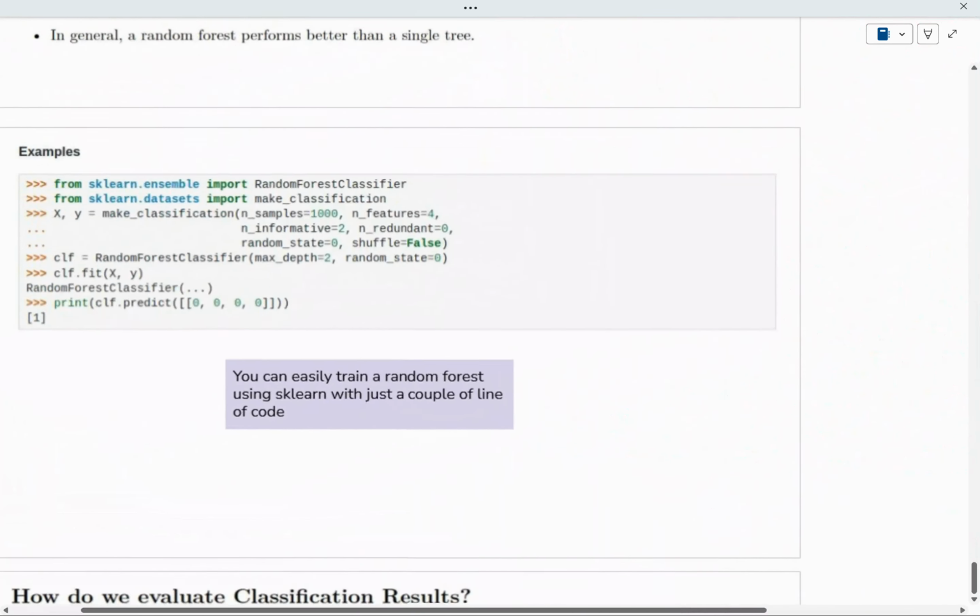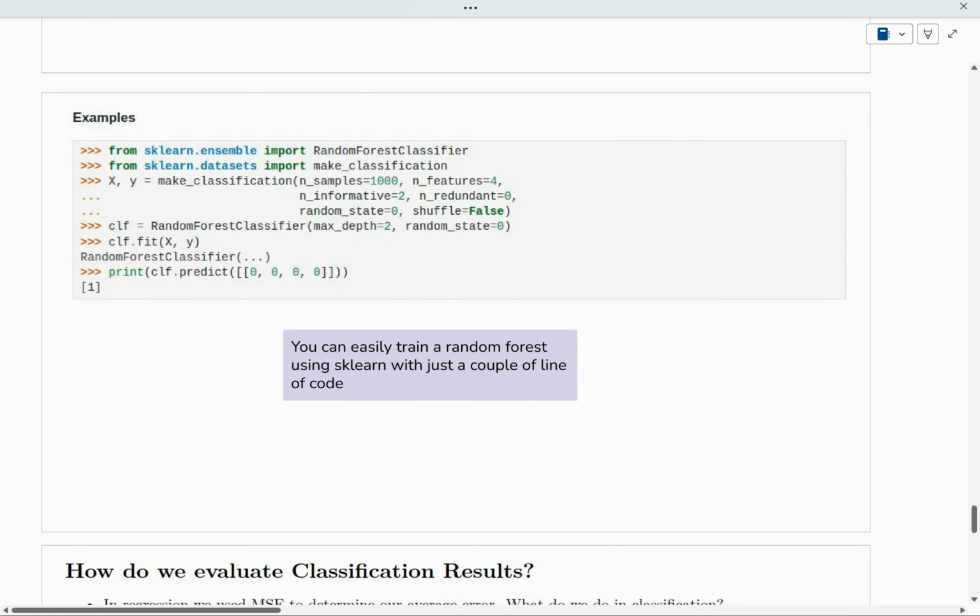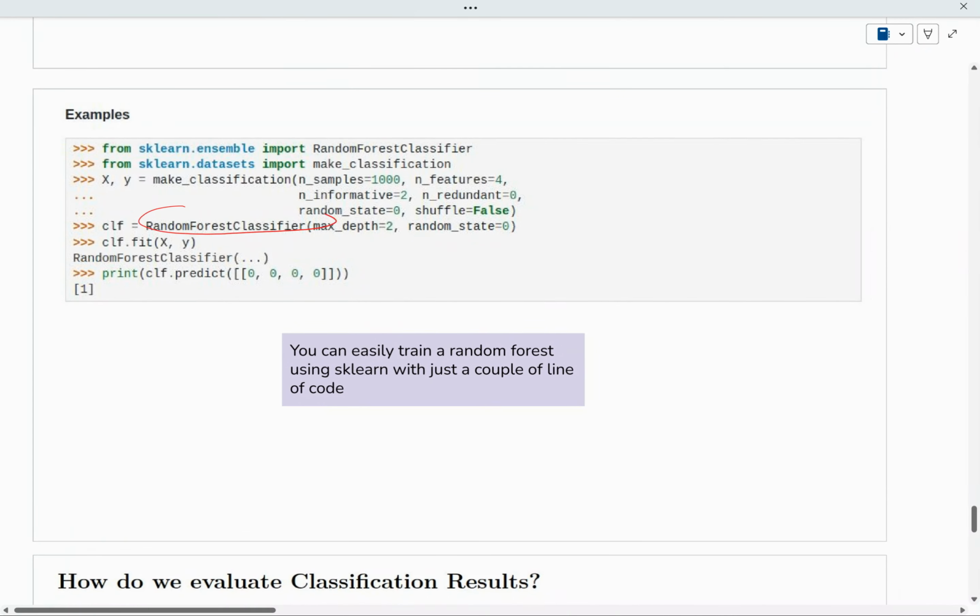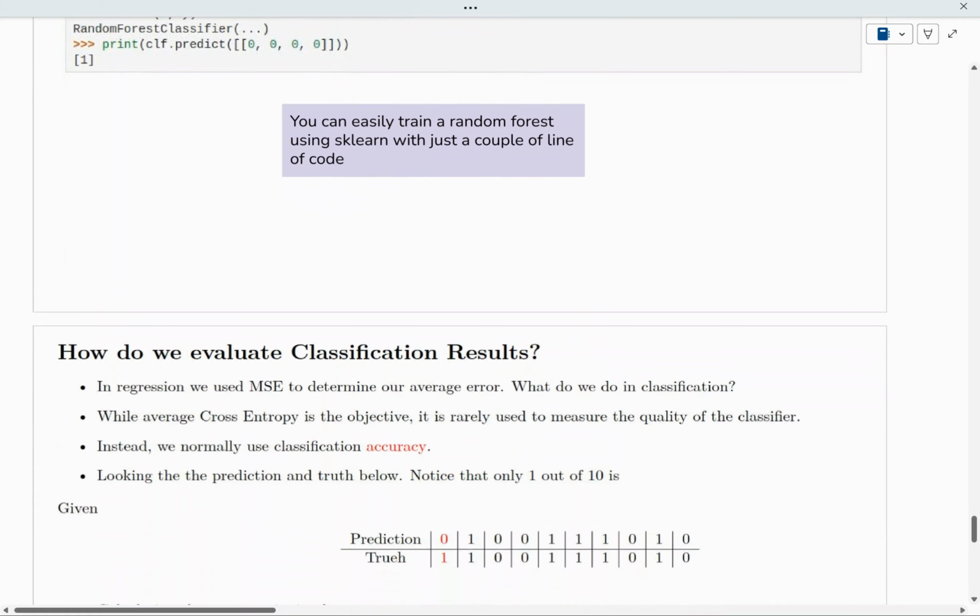Okay. Implementing random forest from scratch is not fun, but in sklearn it's super easy. It's basically one line of code that calls the random forest. And now you understand how the random forest works.